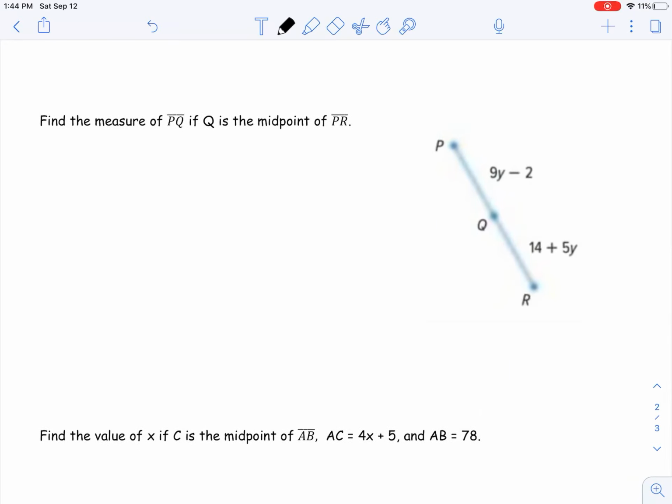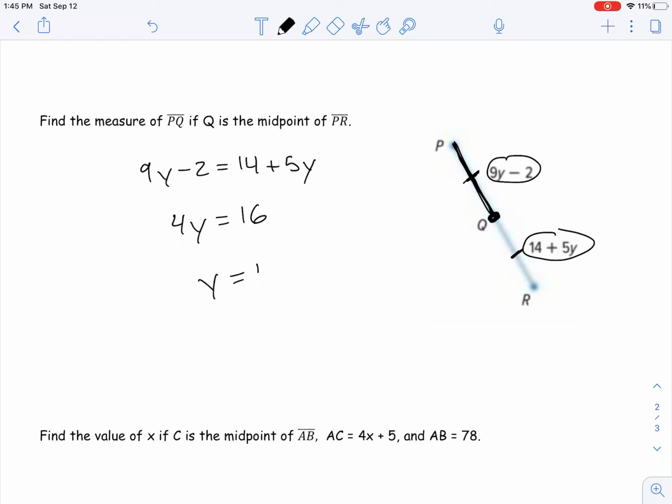All right, let's go on to the next ones. These are a little bit different. Now it's asking us to find the length of PQ. This segment right there. The only thing I know is that Q is the midpoint. Well, if I know Q is the midpoint, then I know that this and this are congruent or equal, however you want to say it. So if they're equal, then this one has to be equal to this. And then it's just a matter of doing algebra. 9y minus 2 has to be equal to 14 plus 5y. Solving this, I'm going to skip some steps here, but you should get 4y equals 16. y must equal 4.